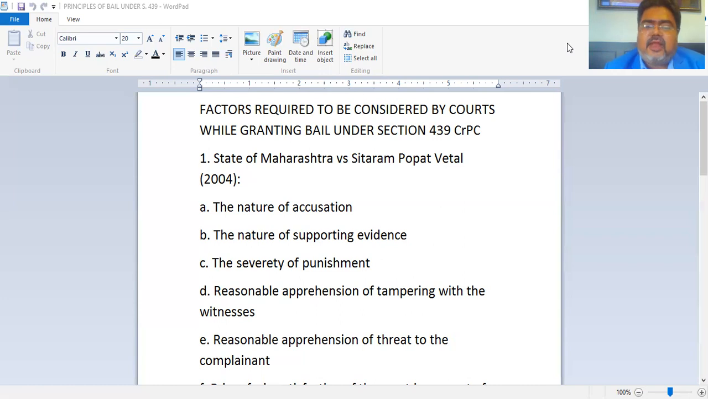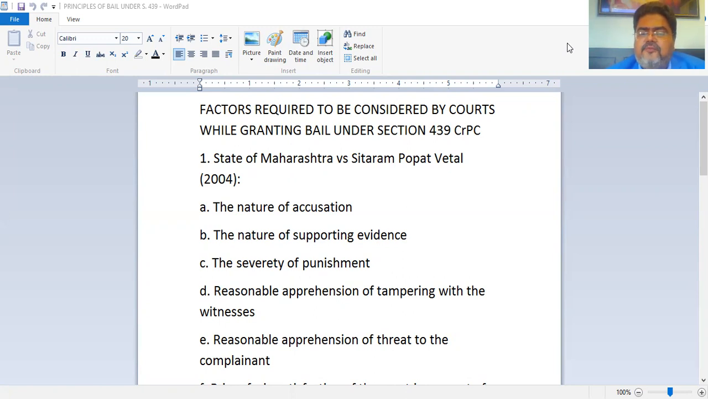Next, reasonable apprehension of tampering with the witness. If the prosecution can convince the judge that if the accused is out of prison, there is a reasonable apprehension that he will try to tamper with the witnesses, meaning he is a muscular person, a powerful, influential person, and in the past also he may have done such things, he may have approached the witnesses, so there is a high degree of probability that the witnesses will be tampered with.